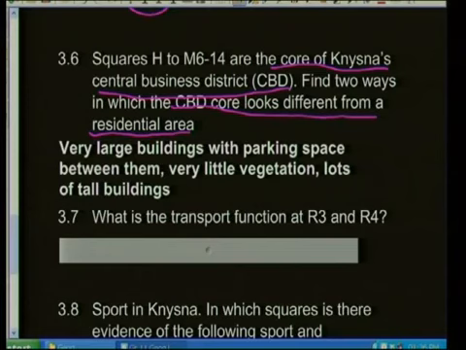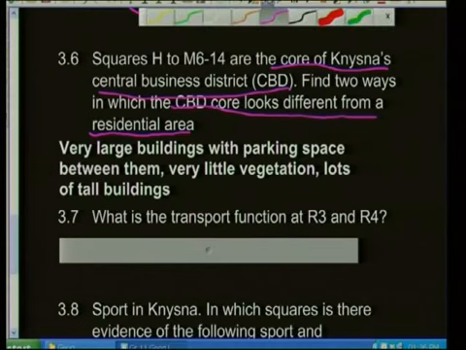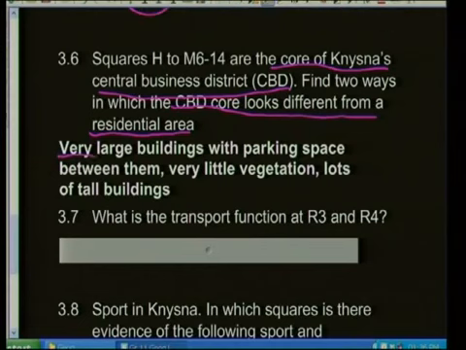All right, very large buildings with parking space. I just want to get my pen back. Large buildings with parking space between them. Very little vegetation. Lots of tall buildings. All right, various answers here.